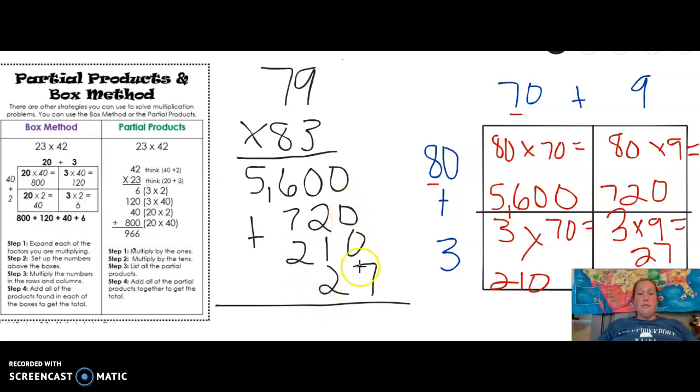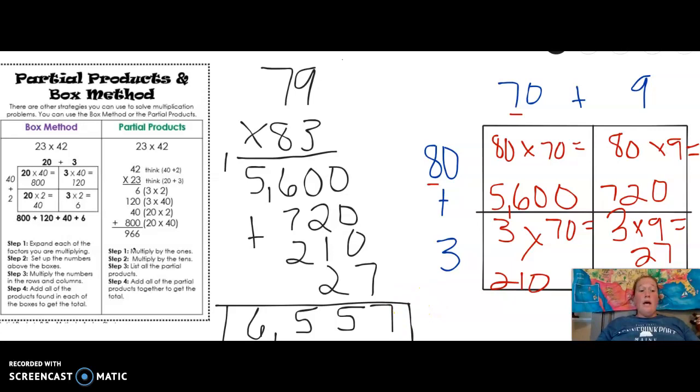0 plus 0 plus 0 plus 7, we know is 7. 2 and 1 is 3, plus 2 more is 5. 6 plus 7, 13, plus 2 more is 15. Carry. 1 and 5 is 6. Don't forget that comma at the end. Our answer is 6,557.